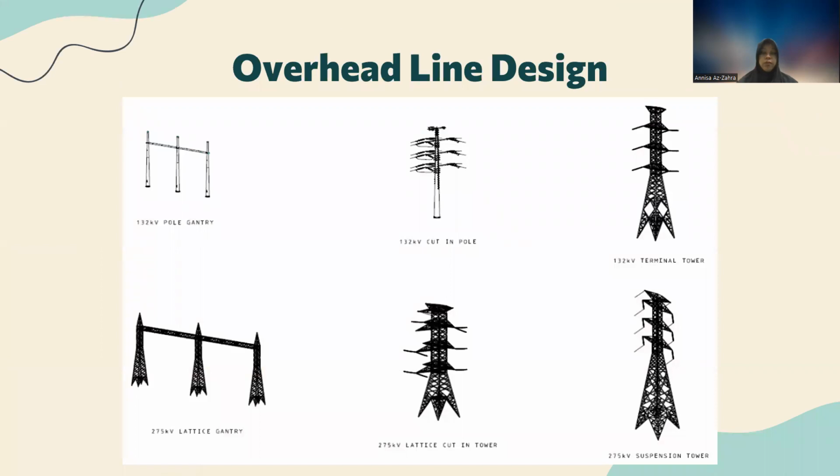Next, we have overhead line designs. In this picture, we can see there are 6 designs with pole gantry, cut-in pole, terminal tower, lattice gantry, lattice cut-in tower, and suspension tower.